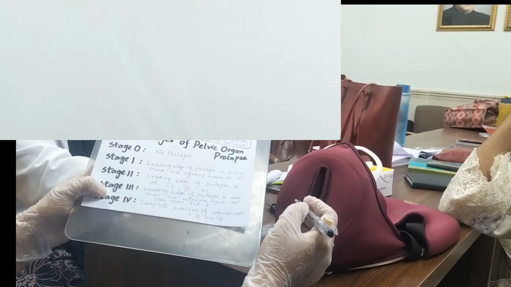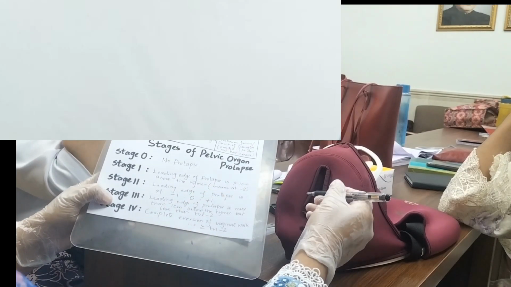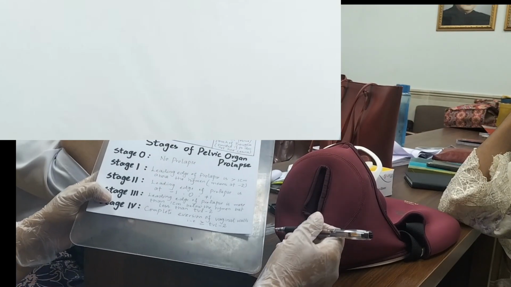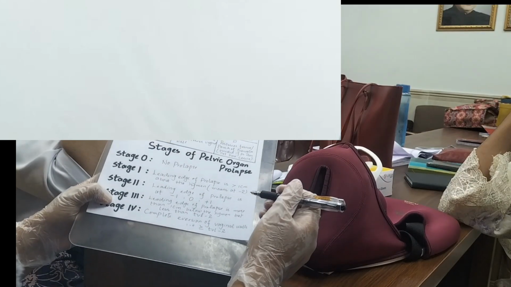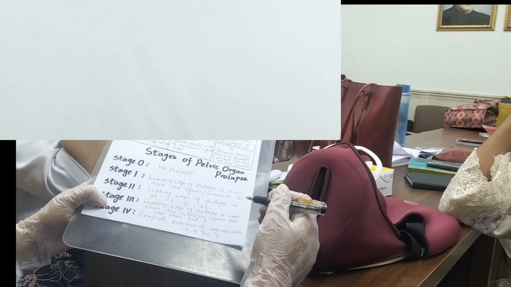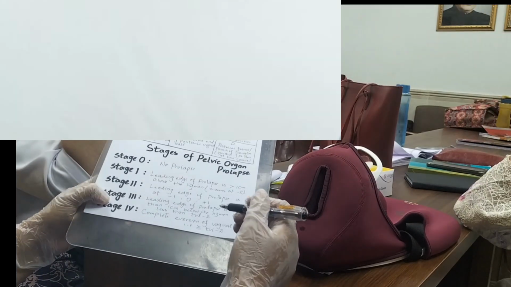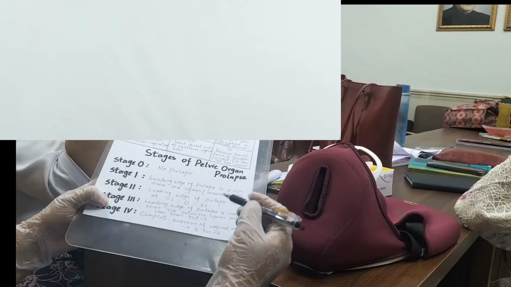And what is stage 2? Stage 2 means that the leading edge of the prolapse is at minus 1, 0 or plus 1. It means it is 1 centimeter above the hymen, or it is at the level of the hymen, or 1 centimeter below the hymen. It is stage 2.